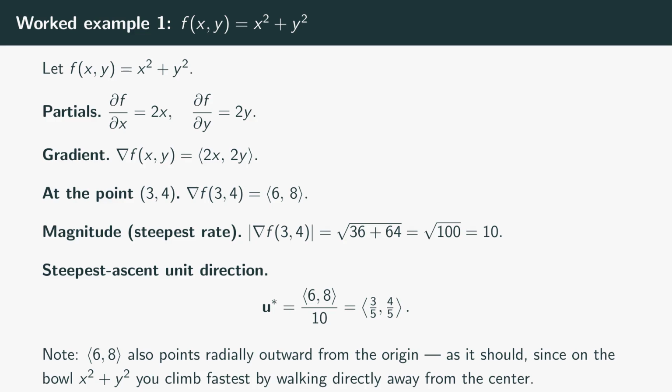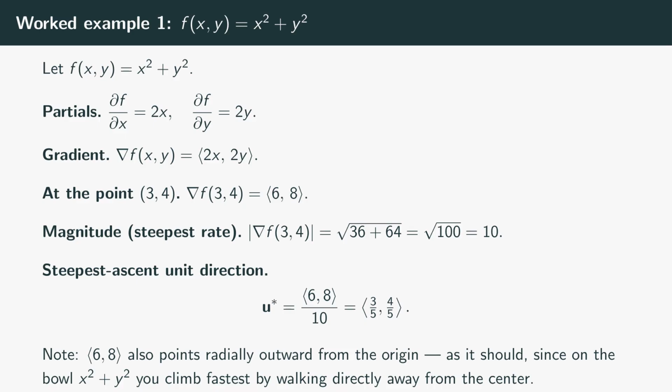Concrete example 1. Take the function f of x, y equals x squared plus y squared, which graphs as that familiar bowl-shaped paraboloid. Compute the partials. The partial of f with respect to x equals 2x, holding y as a constant. The partial of f with respect to y equals 2y, holding x as a constant. So the gradient is del f equals the vector (2x, 2y).